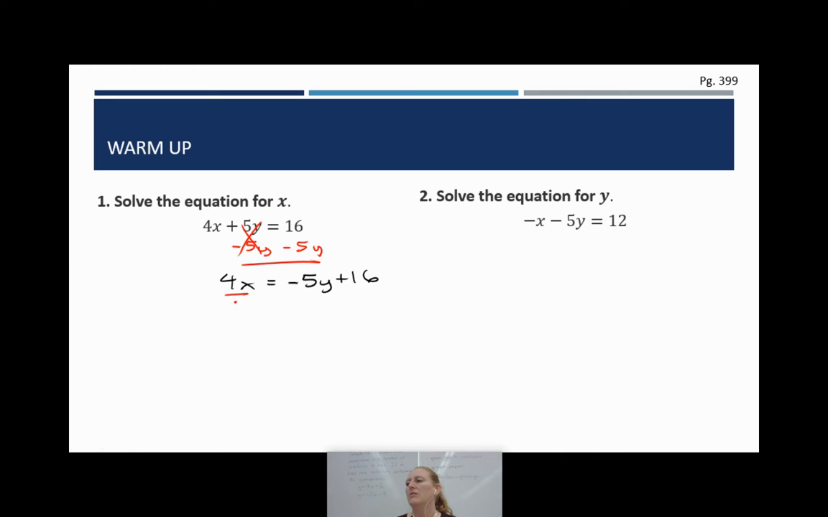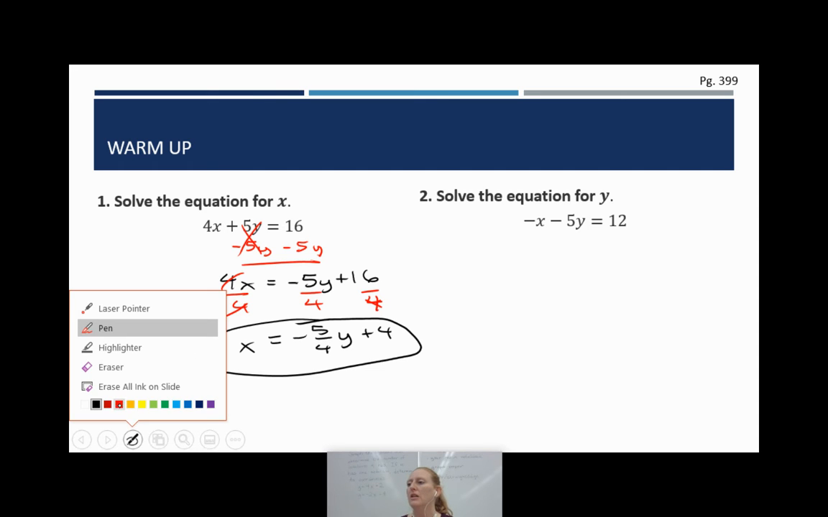Of course, I do need to divide everybody by 4 if I'm going to get that x all alone. Oh, sorry, that went weird. My bad. So I have x equals negative 5/4 y plus 4, 16 divided by 4 being 4. Yay, and there's my answer. And let's head on over to the other one.